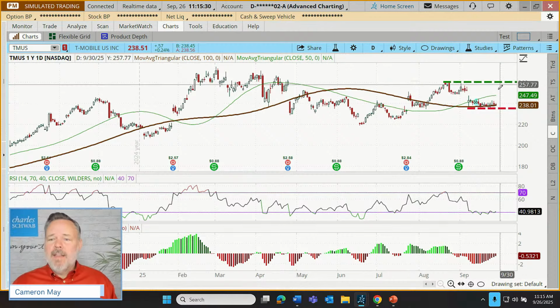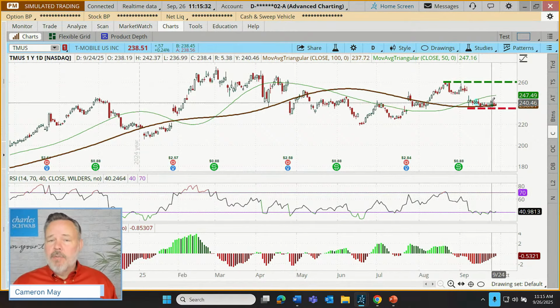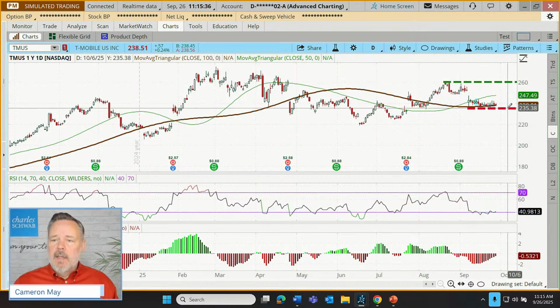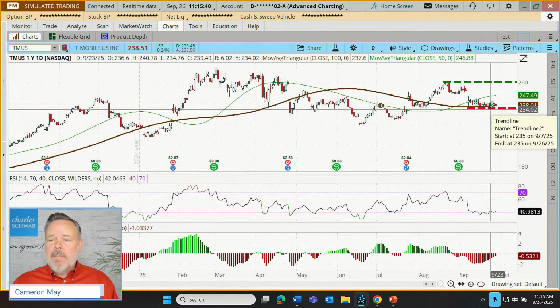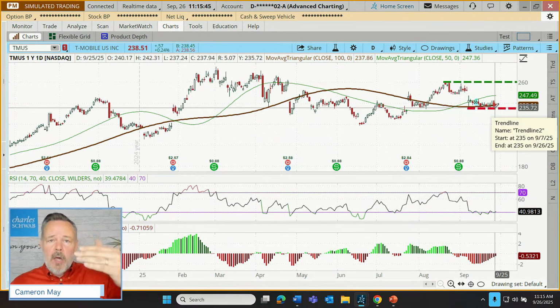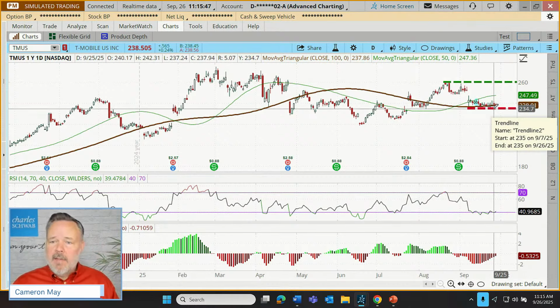Now, could we implement the same approach? Yeah, I think we could. 260 target, 235 stop. If the trader feels like that stop needs to be a little bit lower because there's been a new low achieved, that could certainly make sense.